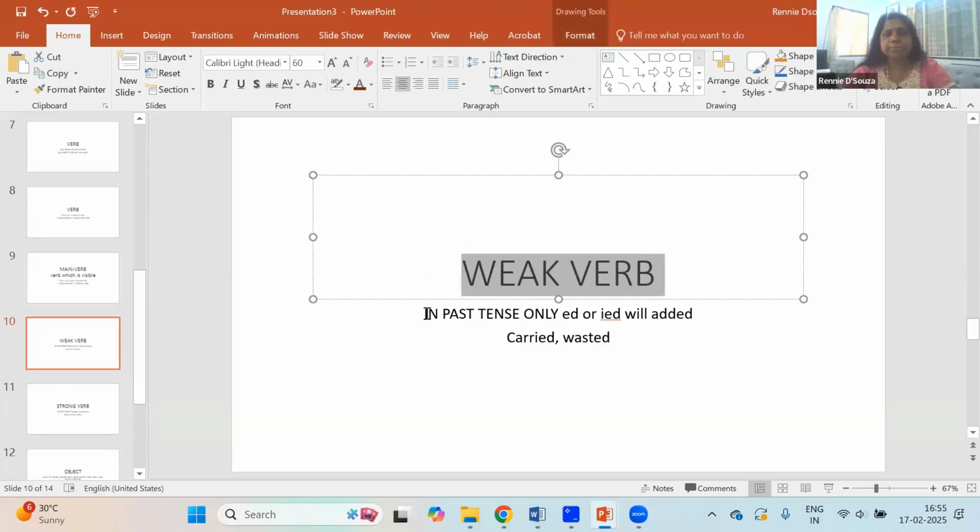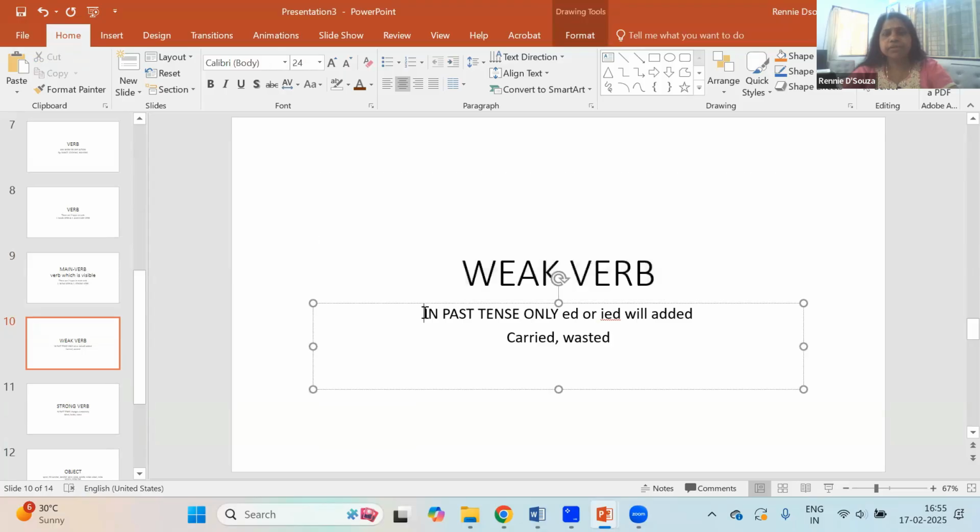To understand weak verbs: when a verb in present tense goes to past tense, we add ed or ied to make it past tense. That means there is a slight change from present tense to past tense verb. We have seen, for example, carry, C-A-R-R-Y, becomes carried. So while changing to past tense, ed or ied will be added.